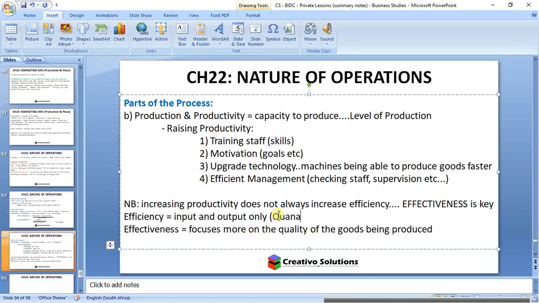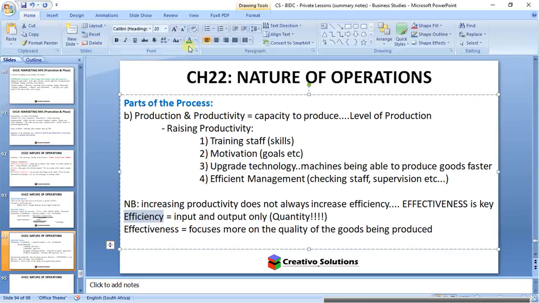Quantity. That's the focus. Right, so if you're looking at efficiency, you just want more products to be produced. You don't really care what the actual quality is. It's all about quantity.